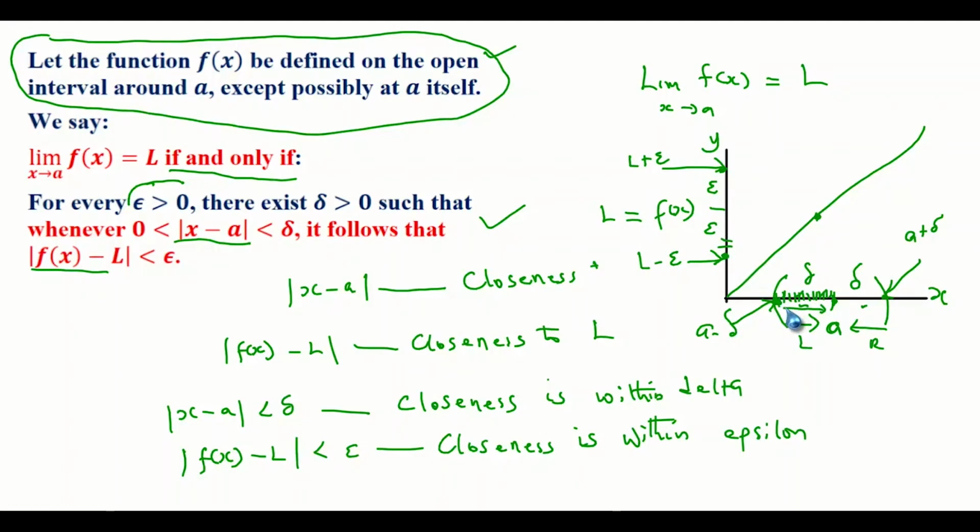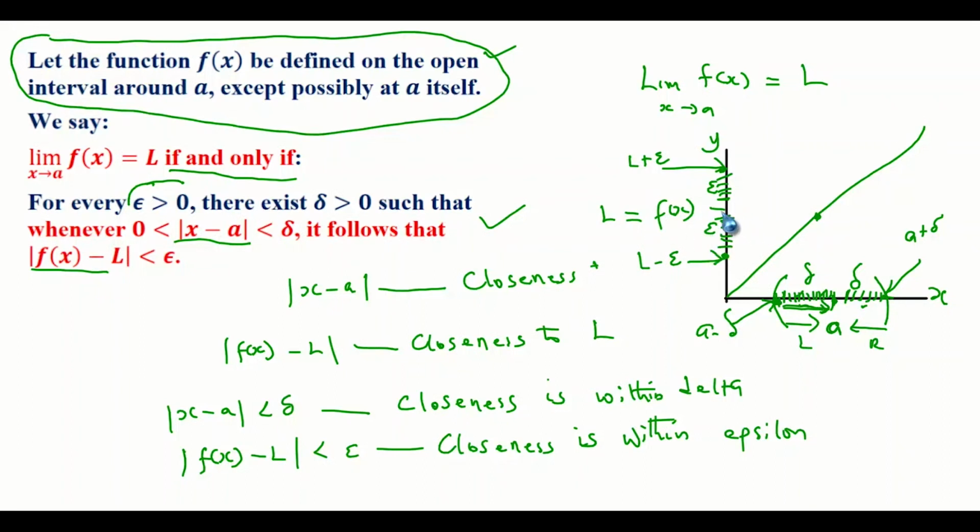As you are getting closer to point A here, you'll be getting closer to the limit from here. Also, if you are getting closer to A from the right hand side, the output will be here and you'll be getting closer to the limit from here. So that is what delta and epsilon do respectively.